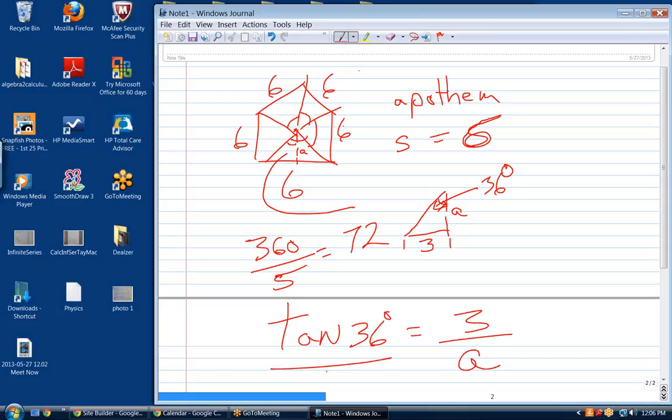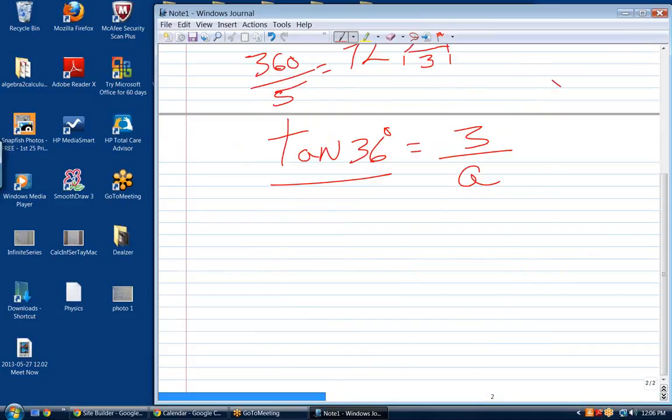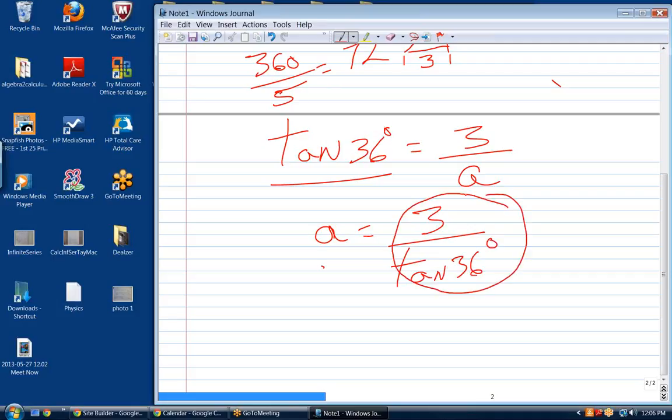All right. So what is A equal to? Tell me what the next step of this equation is. What is A equal to? You do tangent 36 over 3 equals A. No, you got it backwards. Or 3 over tangent 36? Yes, make sure you do that algebra correctly. And then you can put that into your calculator to come up with a number.